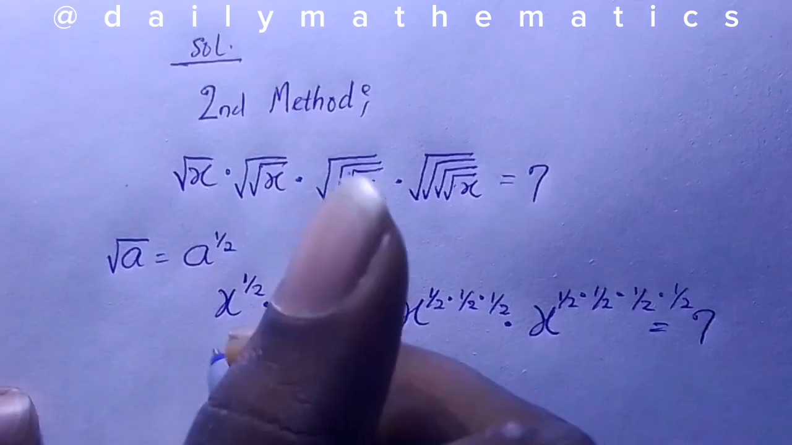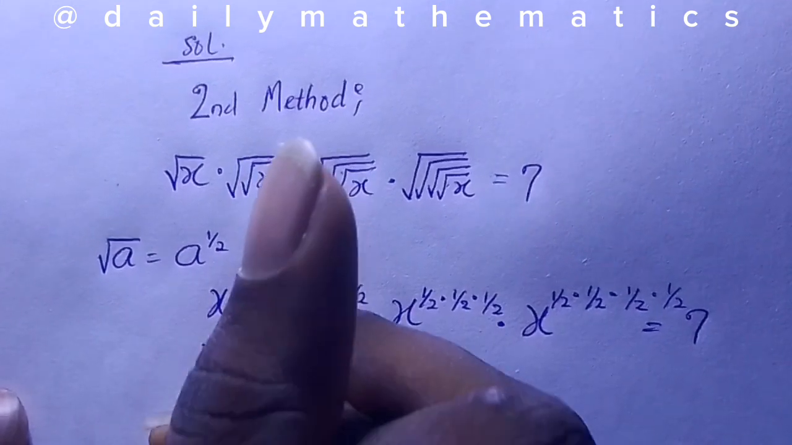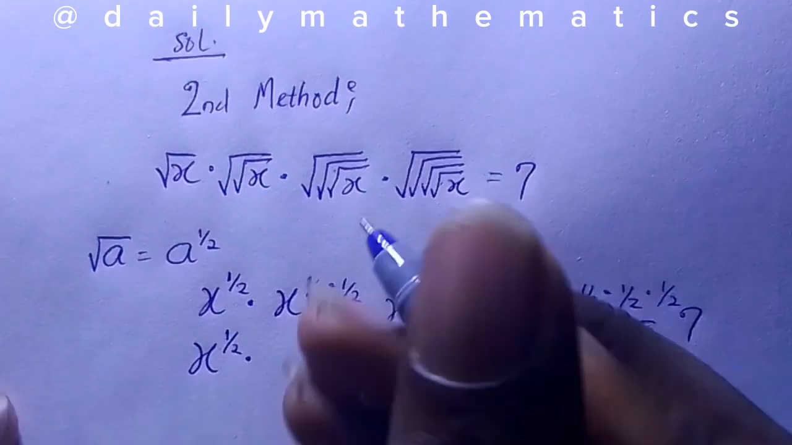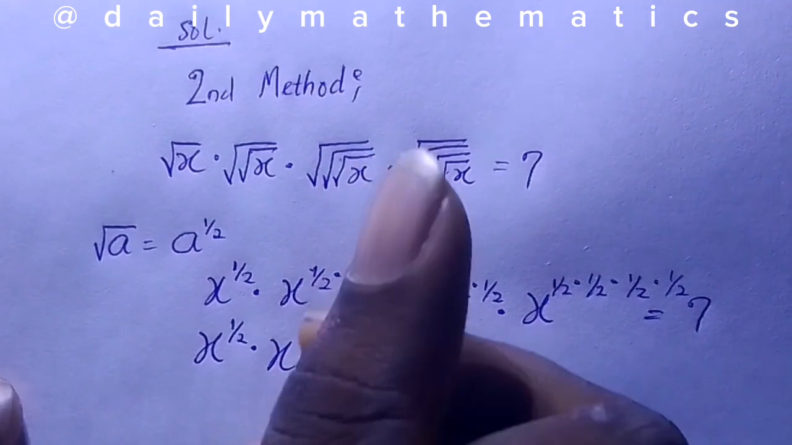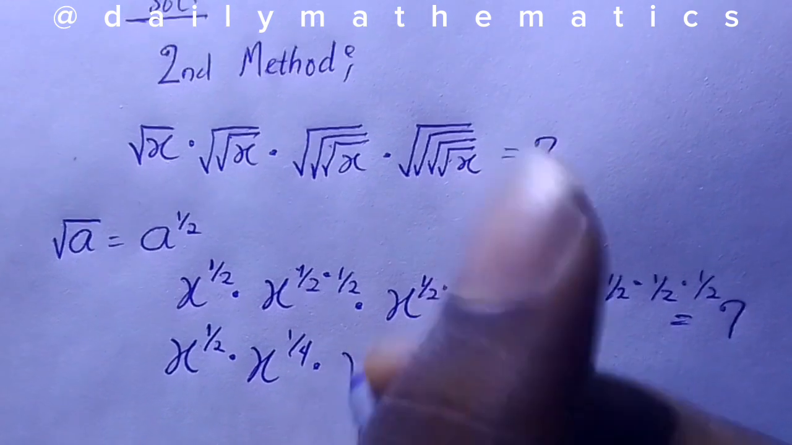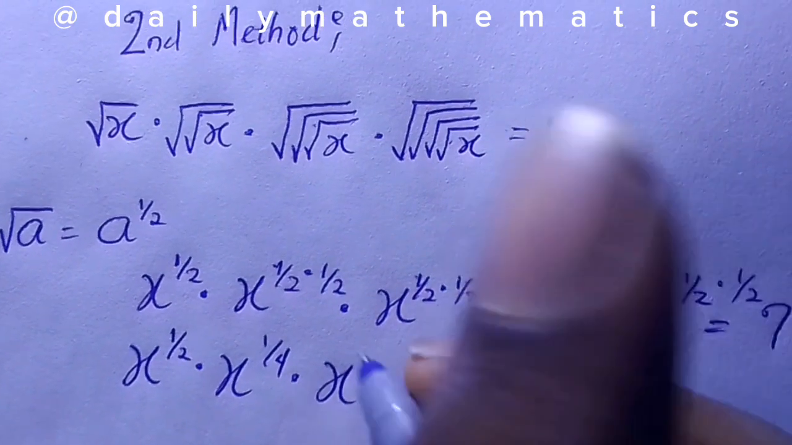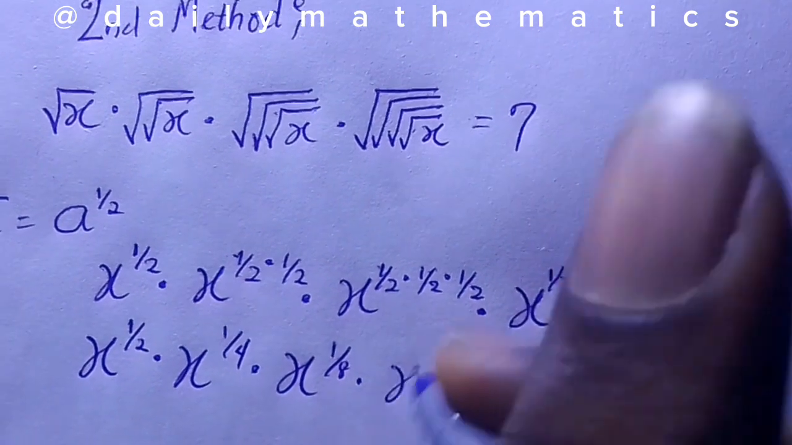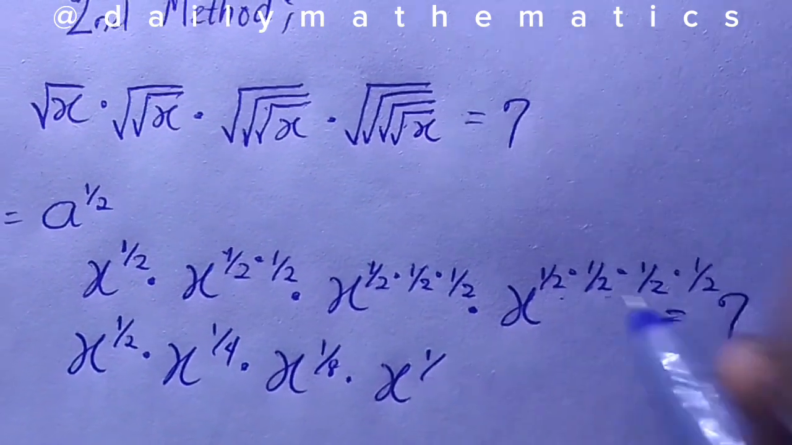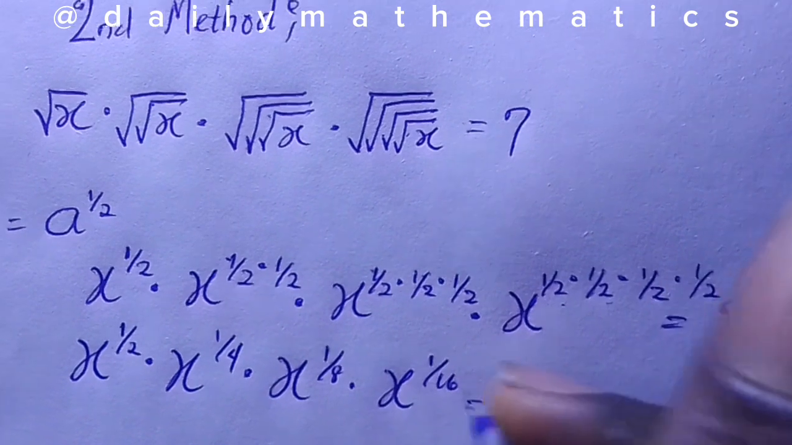So from here we have x raised to the power of 1 over 2 multiplied by x raised to the power of 1 over 2 times 1 over 2, which is 1 over 4, times x raised to the power of 1 over 2 times 2 times 2, which is 8, times x raised to the power of 1 over 2 times 2 times 2 times 2, which gives us 16, equals 7, right?